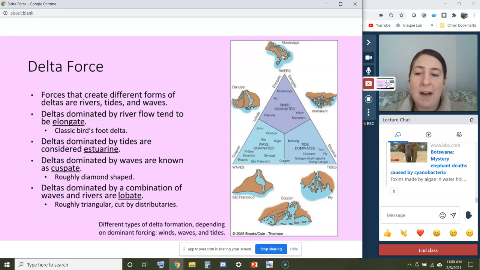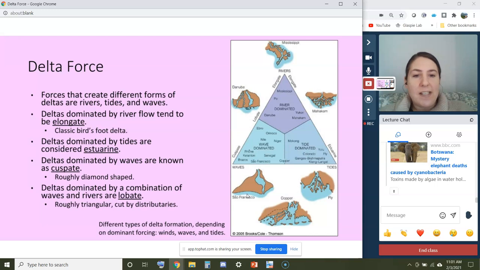When a delta is dominated by wave activity, so rivers that empty into areas that have a lot of wave activity, they are known as cuspate. These types of deltas, like the San Francisco Delta, are kind of diamond shaped. You get kind of a triangular pattern, but the wave activity beats back a lot of the material that accumulates closest to the ocean or sea. And so you end up getting kind of a diamond pattern form. That's what's considered cuspate.